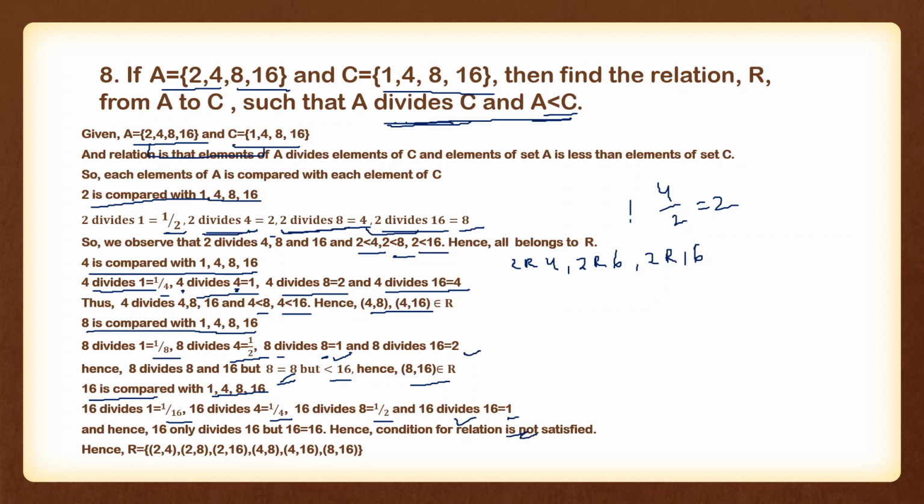So our final set of ordered pairs in the relation are 2 4, 2 8, 2 16, 4 8, 4 16, 8 16. So these are the things. This 4 8, 4 16, 8 16, and that's it. 8 16 is the last one. So this is how we have to check when two conditions are given.